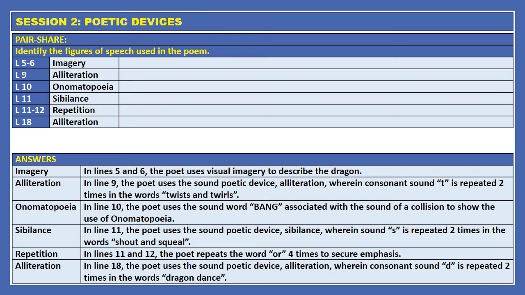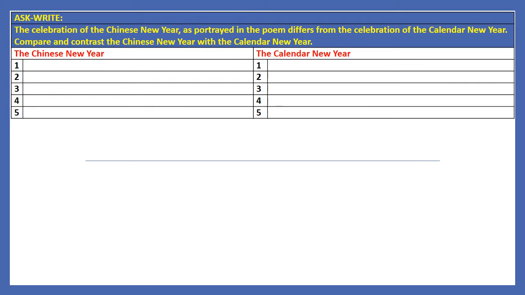Identify the figures of speech, such as imagery, alliteration, onomatopoeia, sibilance, and repetition, and explain how they are used in the poem. The celebration of the Chinese New Year, as portrayed in the poem, differs from the celebration of the calendar New Year. Compare and contrast the Chinese New Year with the calendar New Year.